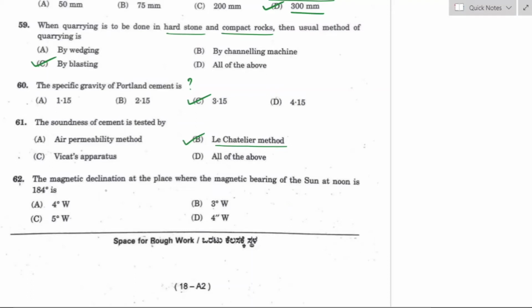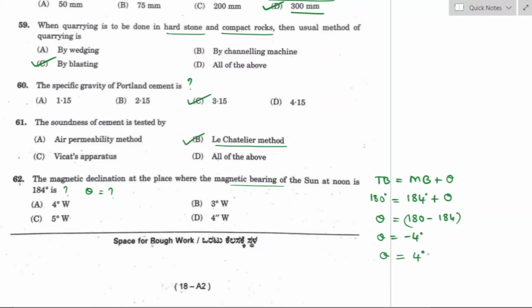Question number 62. The magnetic declination at the place where the magnetic bearing of the sun at noon is 184 degree is. So we have to calculate the declination. We know that true bearing is equal to magnetic bearing plus declination. We have to calculate its corresponding declination. So 180 minus 184 degree, which is equal to minus 4 degree, which means that its magnetic declination is 4 degree west. Since it is a negative declination, it will be 4 degree west. Option A is the right answer.